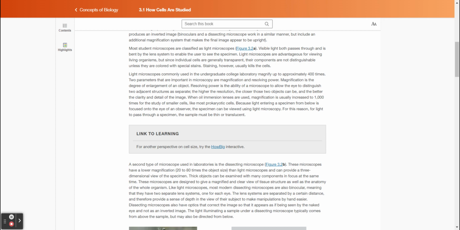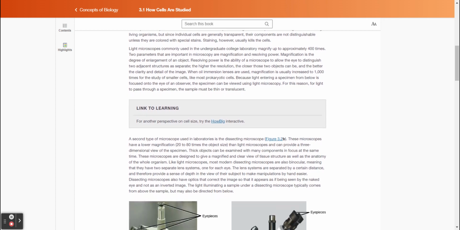When oil immersion lenses are used, magnification is usually increased to 1,000 times for the study of smaller cells, like most prokaryotic cells. Because light entering a specimen from below is focused into the eye of an observer, the specimen can be viewed using light microscopy. For this reason, for light to pass through a specimen, the sample must be thin or transparent.